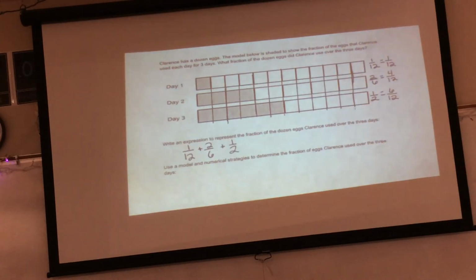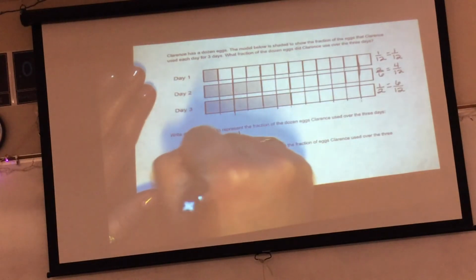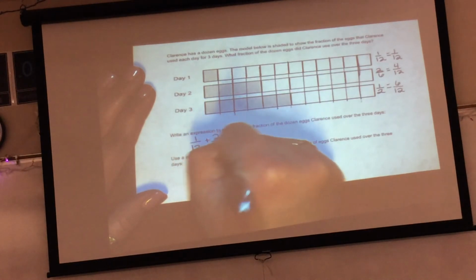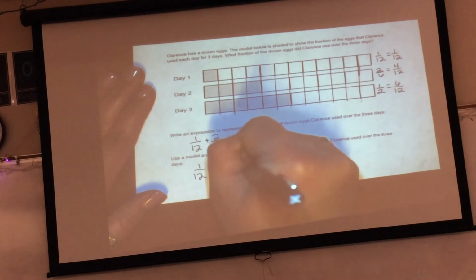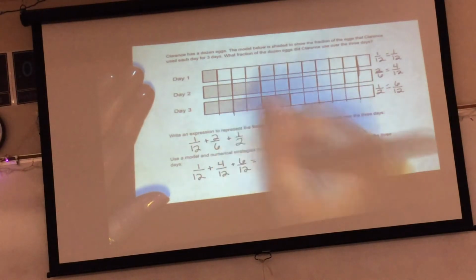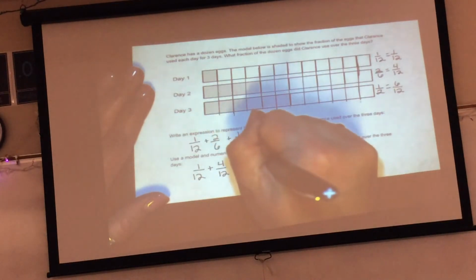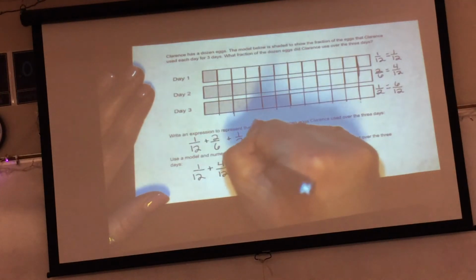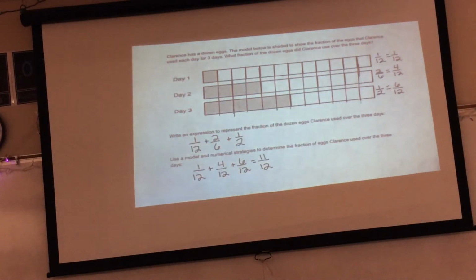What's equivalent mean? The same. The same or equal to. Okay. So now I'm going to go down here and write my equivalent fractions and add them up. Am I able to add this up now? Yes. Why? They have the same denominators. Okay. So 4 and 6 is 10 plus 1 is 11. Do I add my denominators? No. They stay the same. So he ate 11/12ths of his eggs.